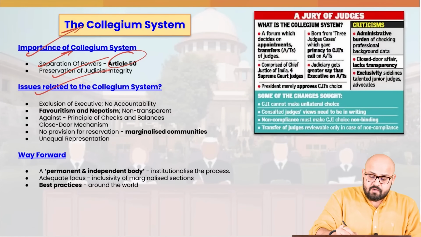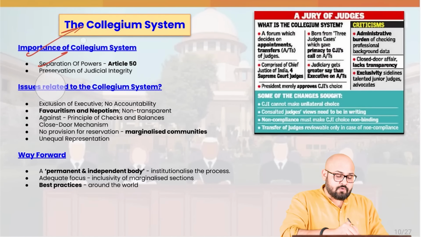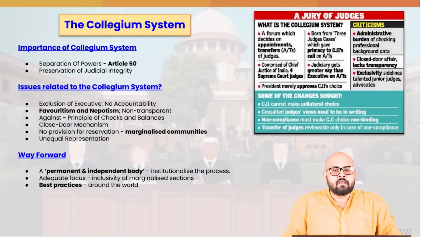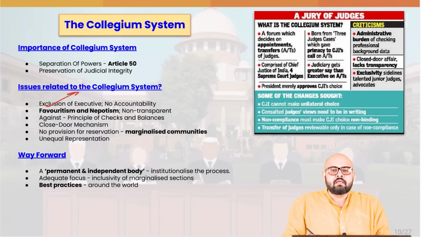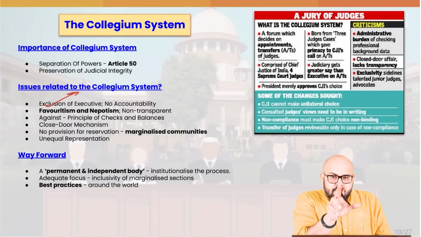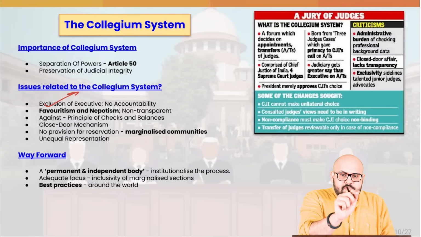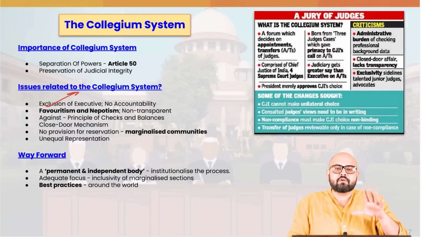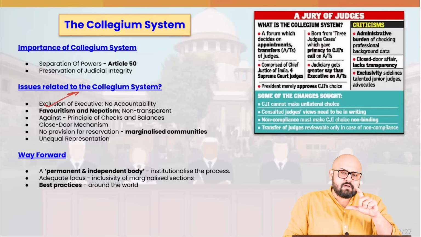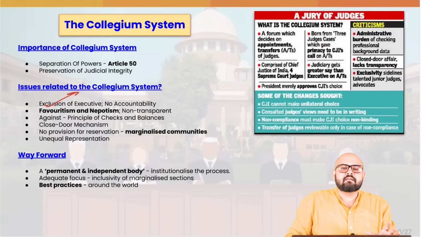But the concern is, what are the issues? And there are serious issues with respect to the functioning of the collegium. First of all, there is exclusion of the executive. We have the executive chosen by the people. So the executive fulfills the mandate of the people. But you are not including the executive in the decision making with respect to the appointment and transfer of judges. So what it would lead to is a kind of decision making which is in favor of the judiciary, in favor of the judges. So there cannot be complete exclusion.